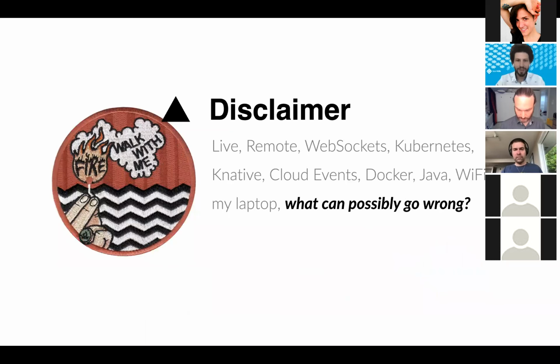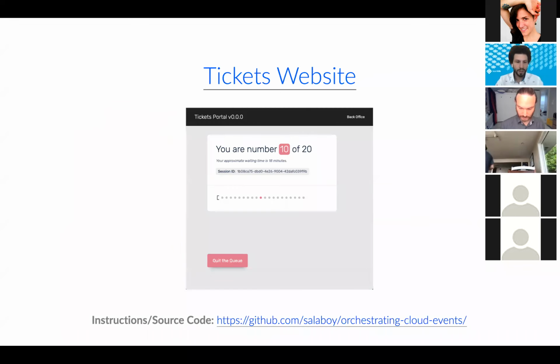A quick disclaimer here: I will be running a live application in a remote Kubernetes cluster. It's using WebSockets and Knative cloud events and a bunch of other stuff. So what can possibly go wrong? I would say everything. And if something can go wrong, it will go wrong. So don't laugh too hard if the demo fails. But feel free to stop me at any point while I'm showing things, because the main idea here is to make it interactive, so if you have feedback at any particular point in time, let me know. So let's take a look at the application.